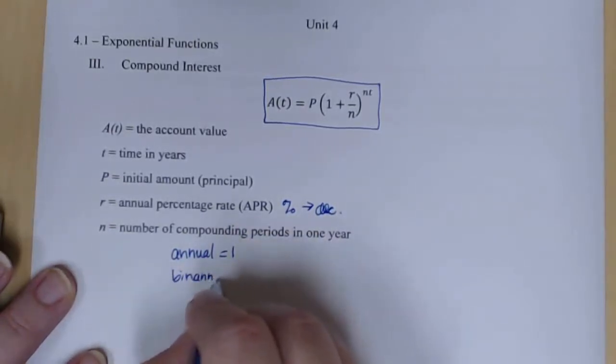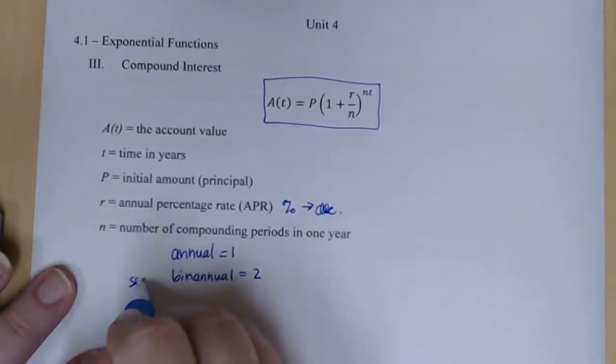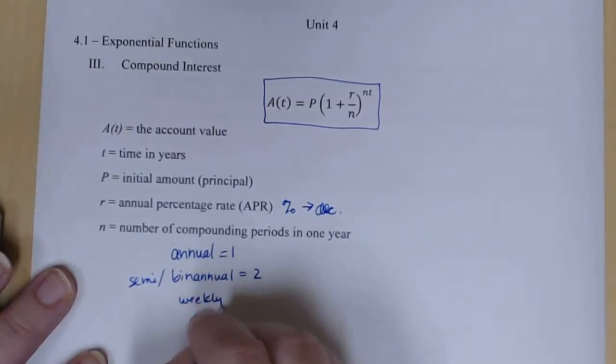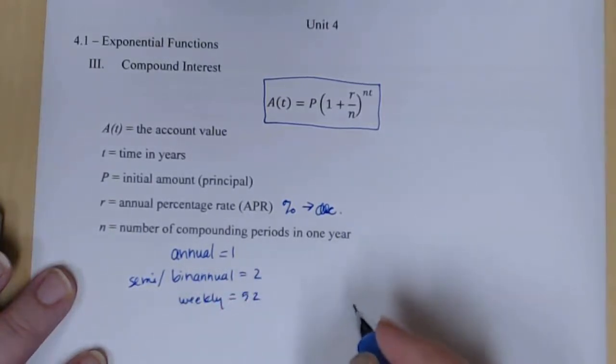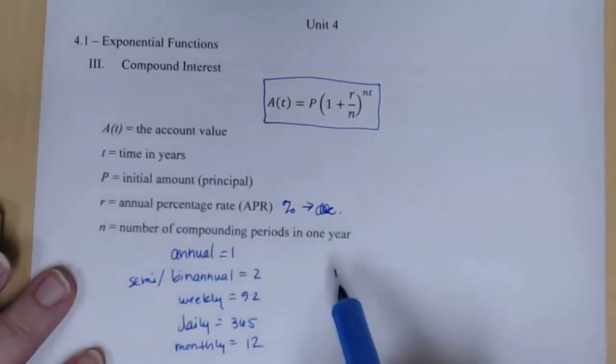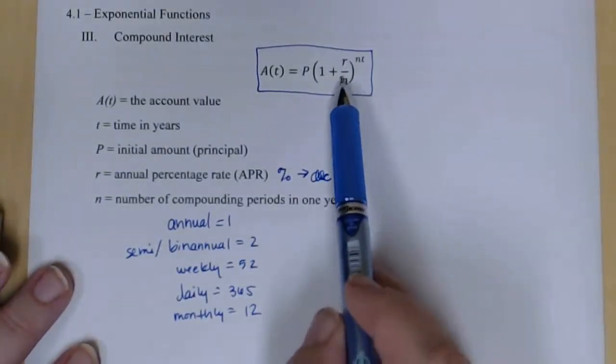If it's biannual or semi-annual, it'd be 2. If it is weekly, we're talking about there's 52 times in a year. If it's daily, we're talking about 365 times in a year. If it's done monthly, there's 12 months in a year. So it just depends on how many times they tell you that this is compounded. So n is how many times per year it's compounded.